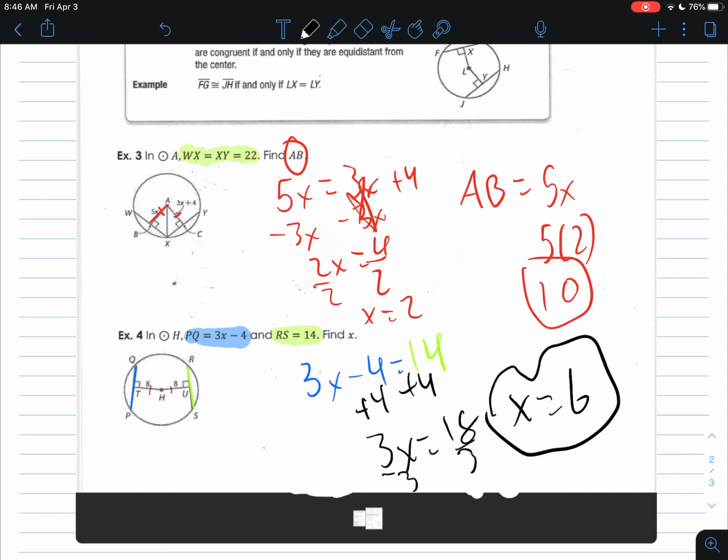Alright, and that's all I have for today. Like I said, just really take your time looking at these examples. Take advantage of the color coding that I've done.